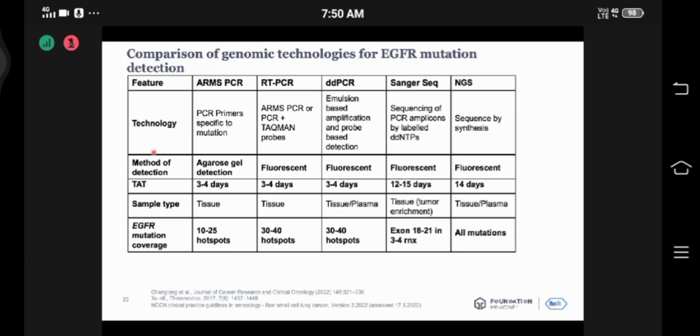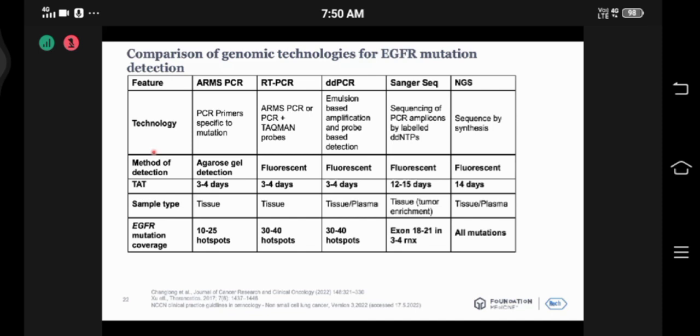So ARMS PCR is where PCR primers specific to a particular mutation are used. The method of detection is agarose gel detection. We get the results really fast, so that is an advantage. The sample type here is tissue. It covers 10 to 25 hotspots inside the EGFR gene alone. So we are looking at one gene.